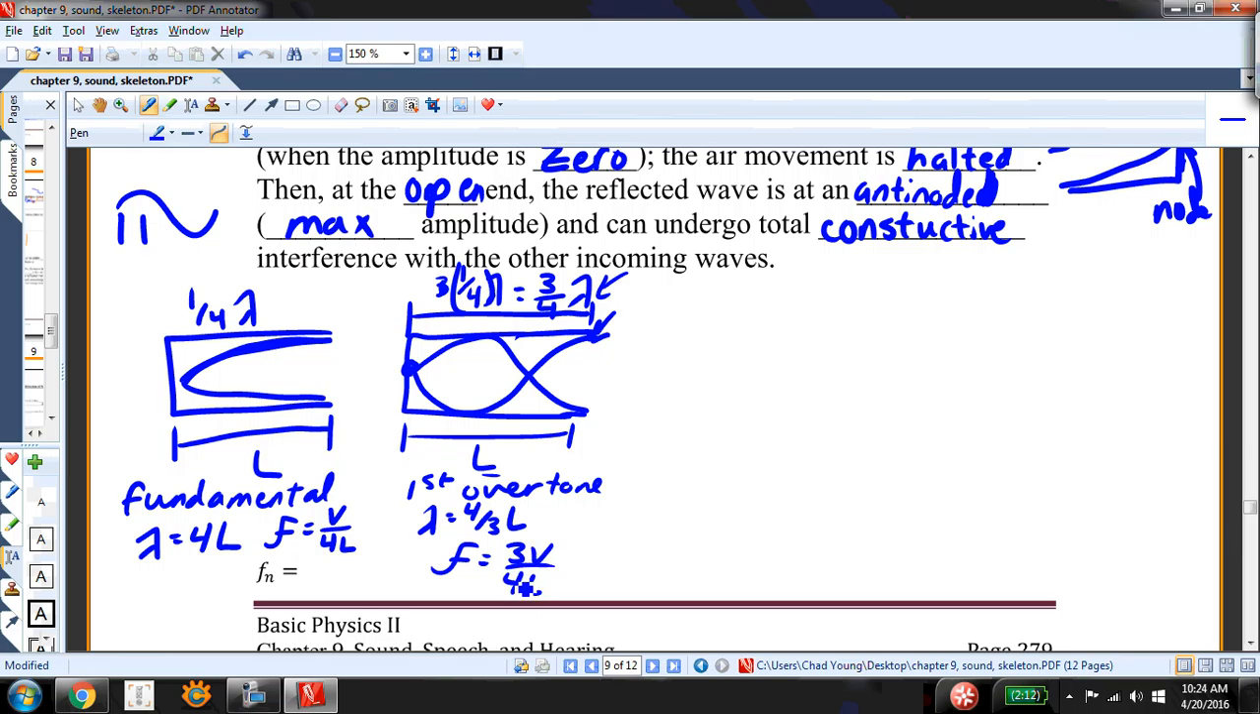Okay, I can have another tone. This will be the second overtone. And you probably know where I'm headed now. It's going to look like this. My second overtone is going to have one full wavelength and then another quarter wavelength.